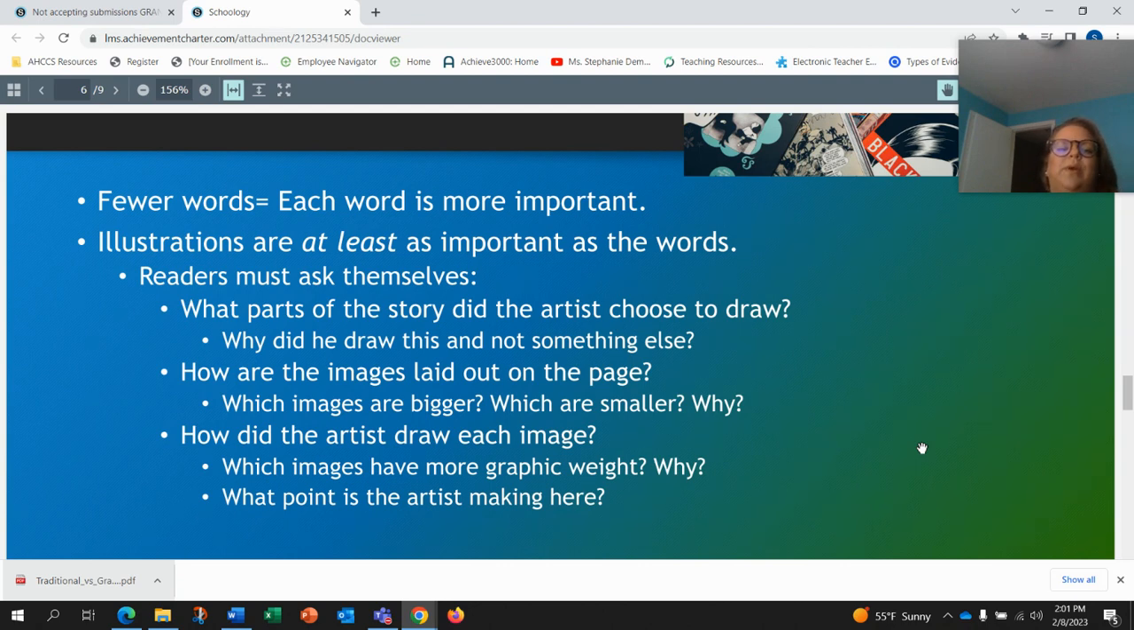So that's why it's really important to look, because some might not have words at all and just be pictures.